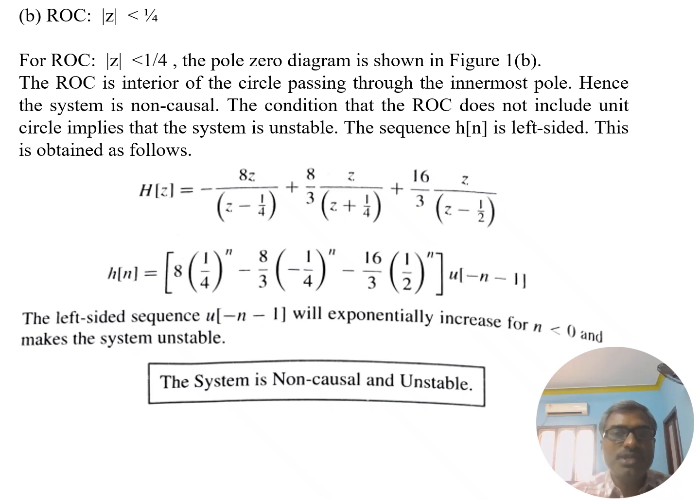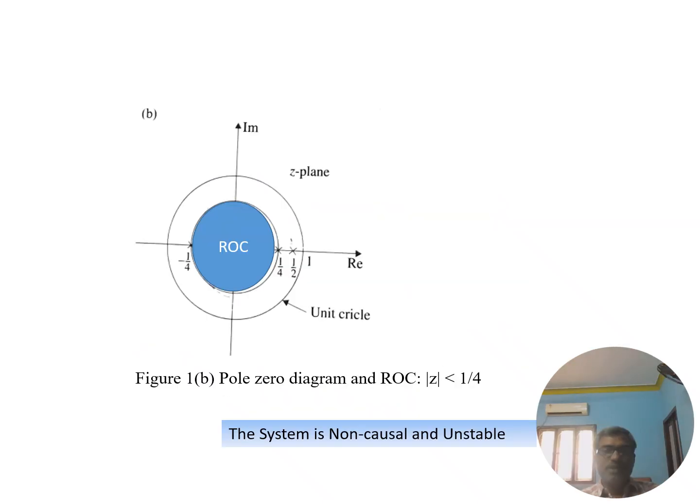For the second ROC condition |z| < 1/4, the ROC is the interior of the circle passing through the innermost pole. Hence, the system is said to be non-causal. Similarly, the unit circle does not include all the poles, so the system is said to be unstable. Finally, for the second condition, the system is non-causal and unstable. As per figure 1b, the ROC does not lie outside the outermost pole, so the system is non-causal. Similarly, the ROC does not include all the poles, so the system is unstable.